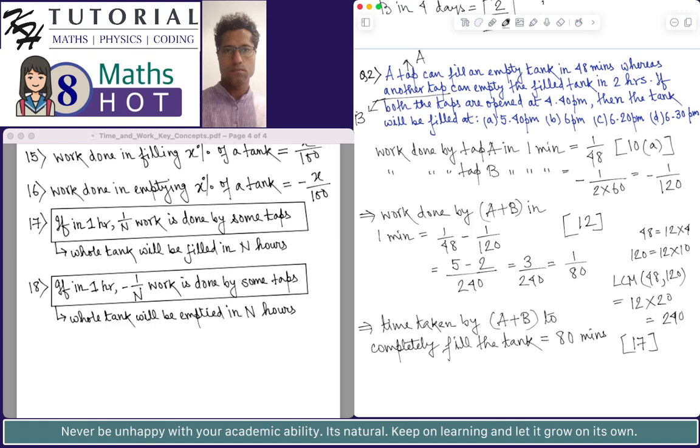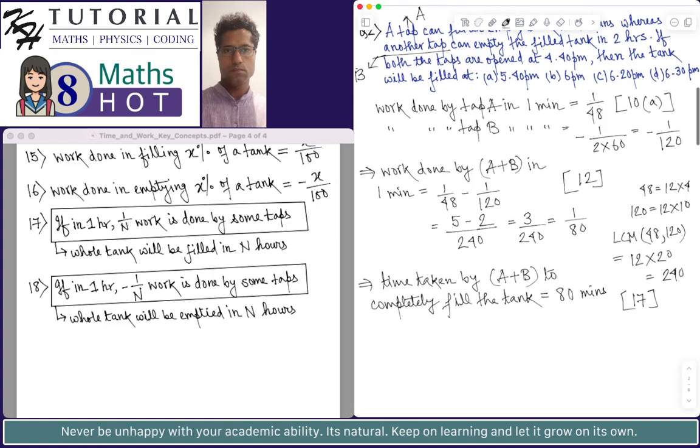So if in 1 hour 1 by n work is done by some taps, then the whole tank will be filled in n hours. Now remember that in concept 17, n is a positive number, and concept 18 says if in 1 hour minus 1 by n work is done by some taps, then the whole tank will be emptied. Since the work done in 1 hour is negative, that is minus of 1 by n, it will mean that the whole tank will be emptied in n hours. So we see that the whole tank will be filled in 80 minutes.